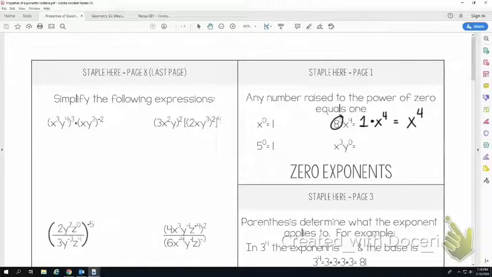And so going to the one below, what is that going to turn into? X cubed, because you're going to have x cubed times 1. X cubed times 1 is going to be x cubed.